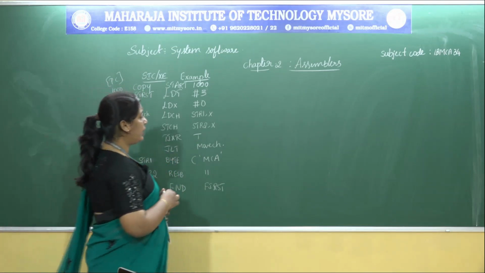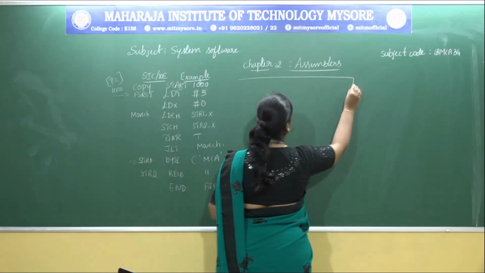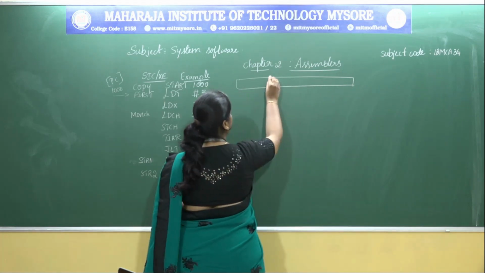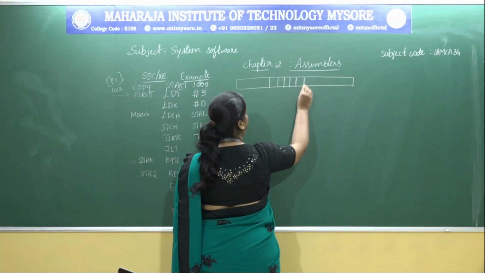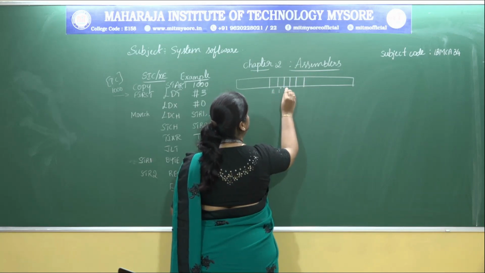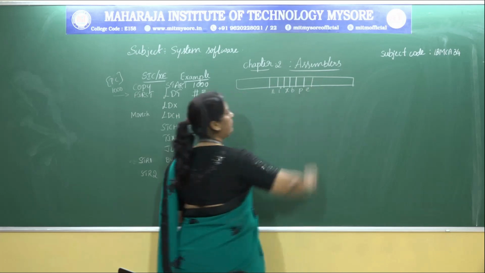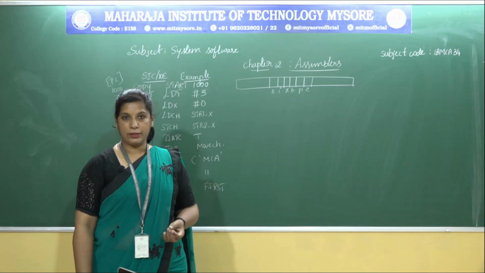First we have to write the format 3 instruction format. In the format 3 instruction format, as we know, the first 6 bits are used to write the opcode. The next flag bits are used to represent what kind of addressing mode is used for that particular instruction.